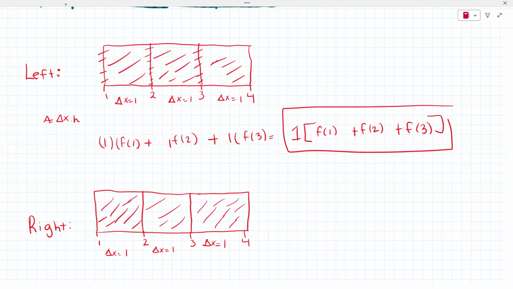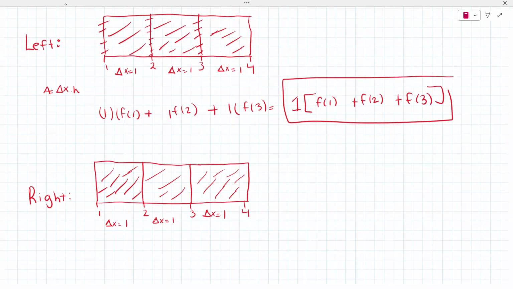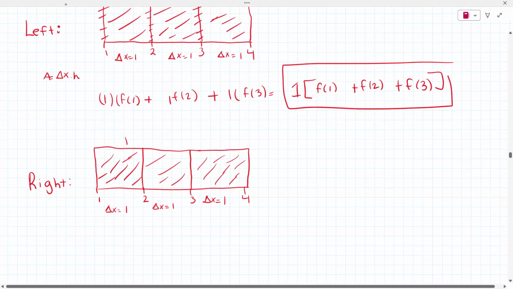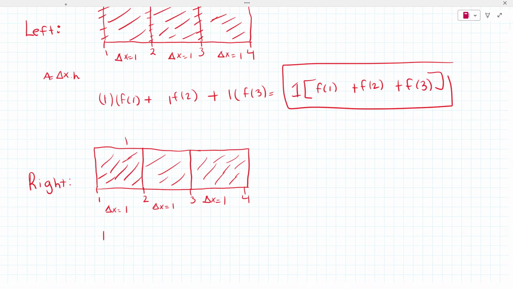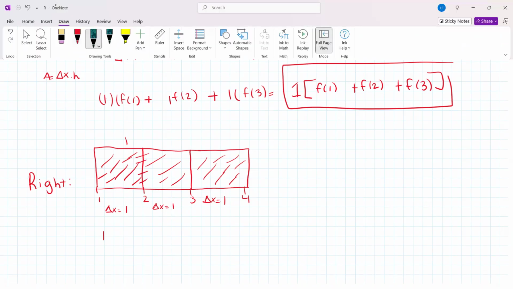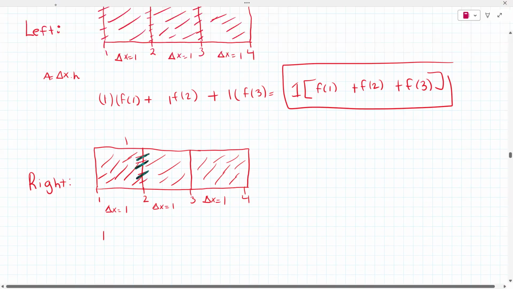Okay, so if we're going to do the right side, let's look at the first box. What's the delta x? 1. What's the height? This time, if we're doing the right side, we're going to focus on this side right here. Let me use another color so you can see. So this height right here, and that is f of 2.